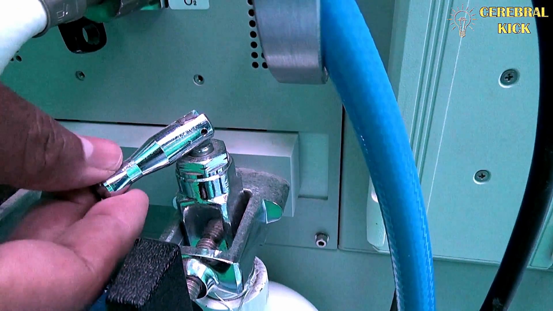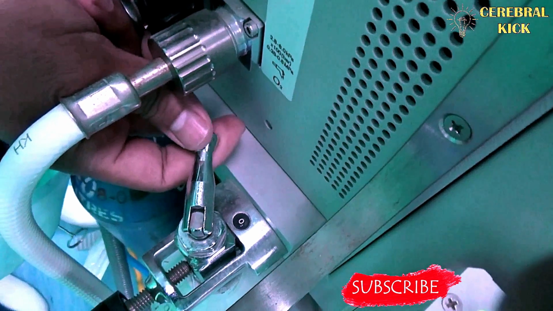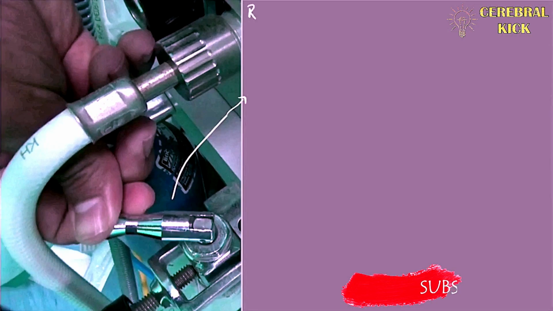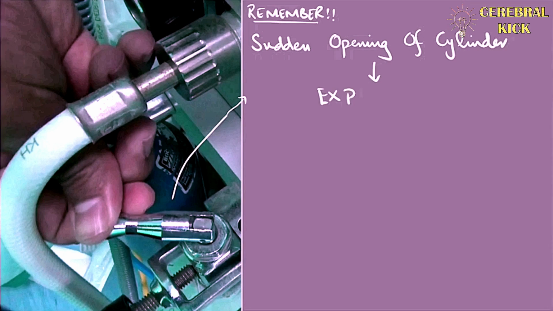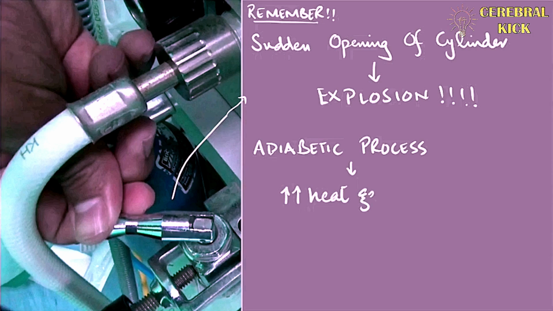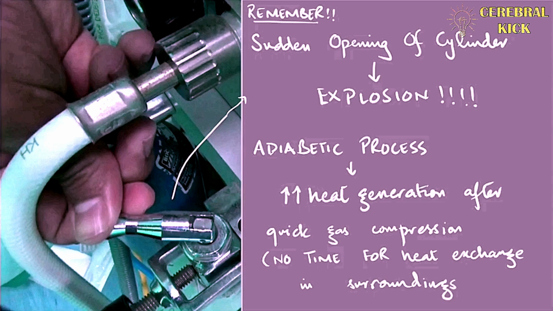Now usually the cylinders are kept closed and pipeline pressure is enough to carry out surgeries, right? However, in case of emergency, when you have to rapidly open the oxygen cylinders, it can cause explosion. This rapid opening of the oxygen cylinder can cause compression of the gas without exchange of heat and energy with the surroundings. This is called the adiabatic process.